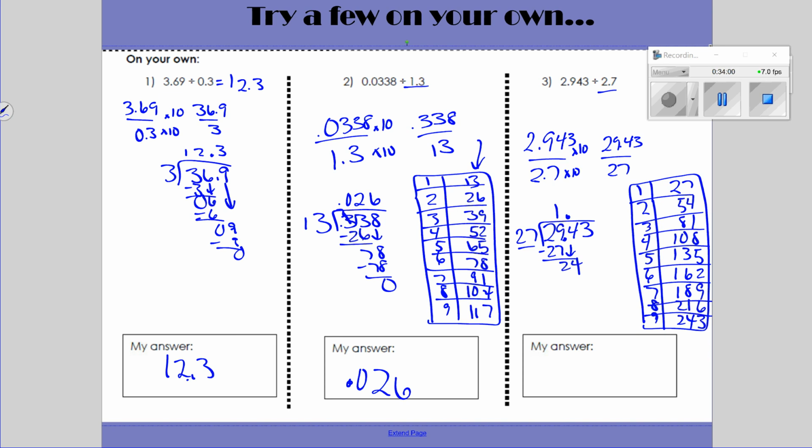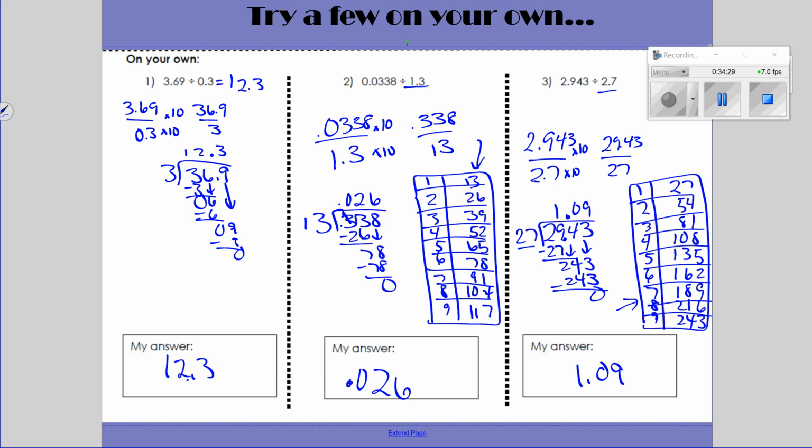So 24, will it go into 24? No, so that's a 0. Bring down the 3. 243 it goes 9 times. Since I already have all of my numbers written down in the quick reference chart, was that hard to do that math? No. And I knew exactly where every number was. 1 and 900.